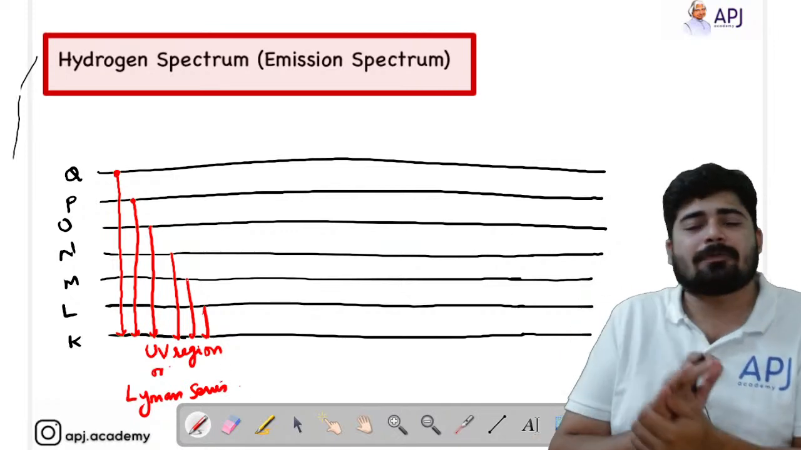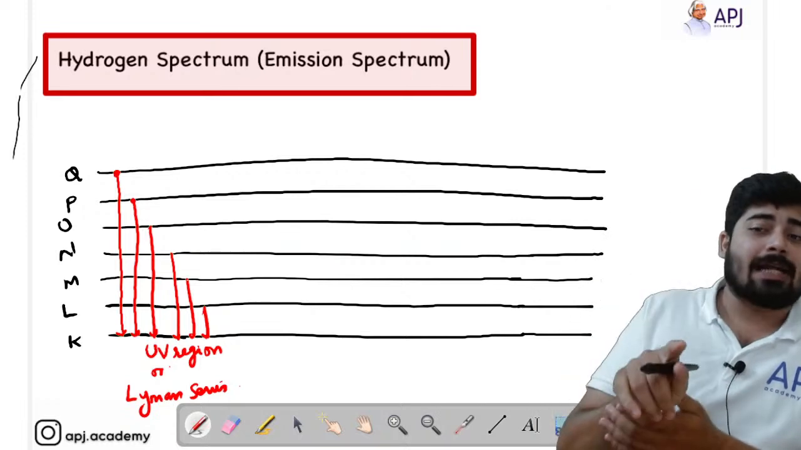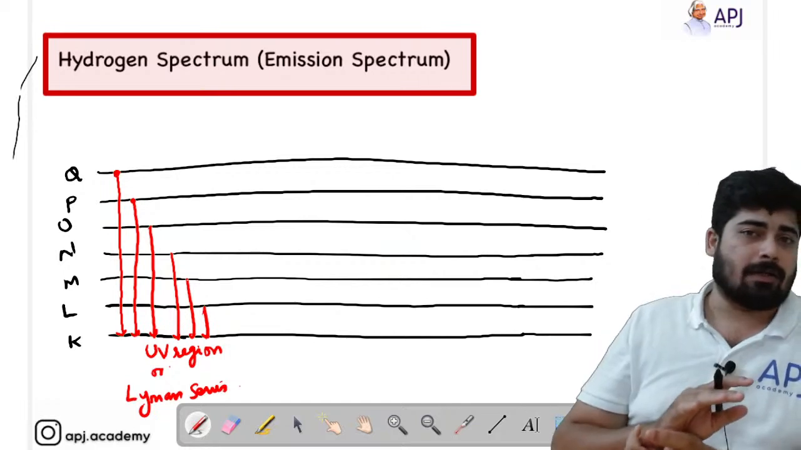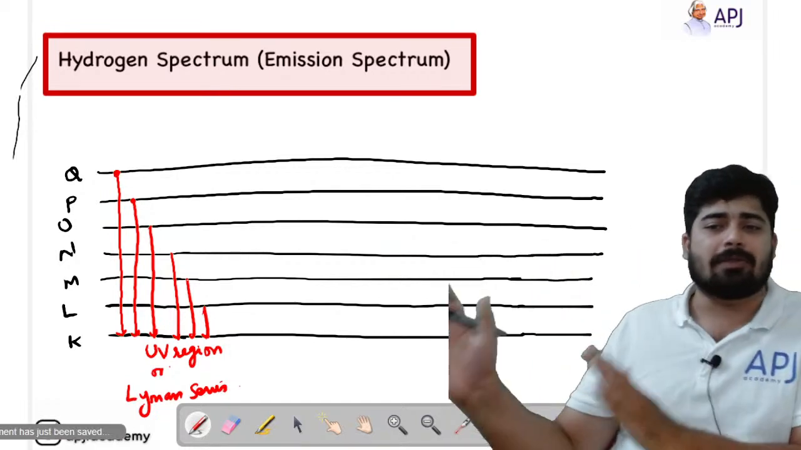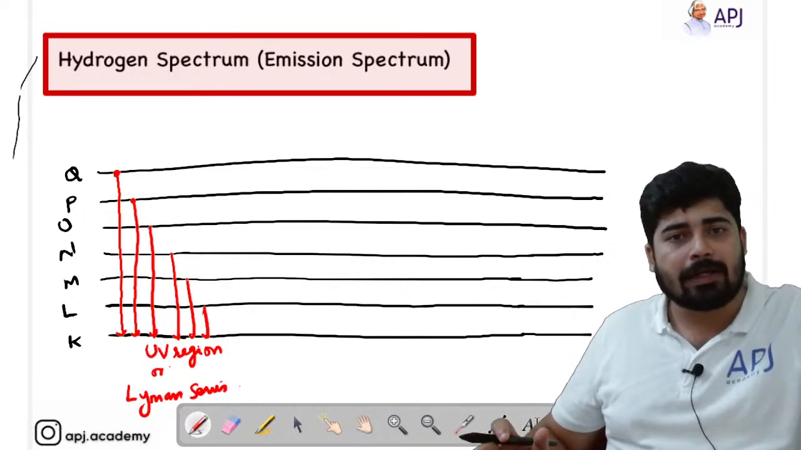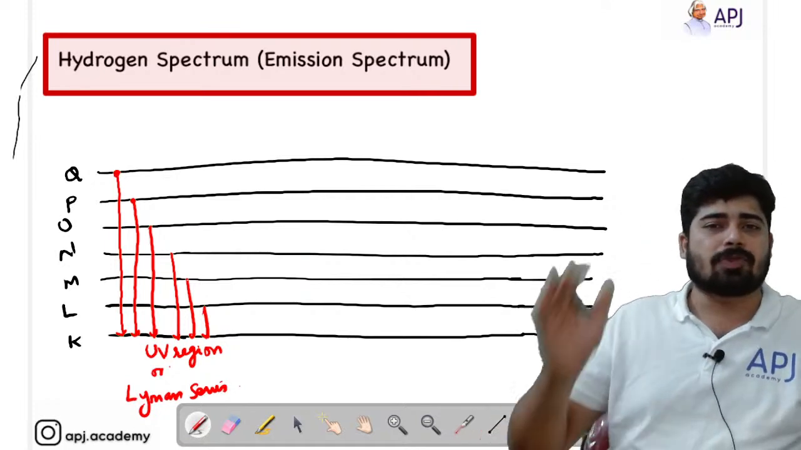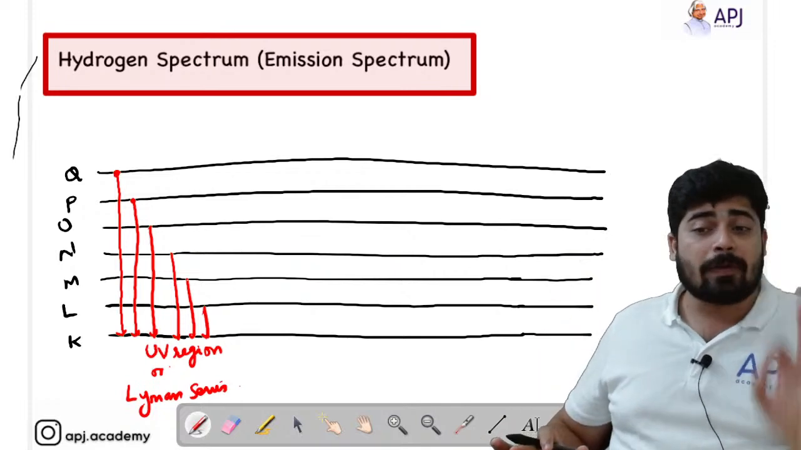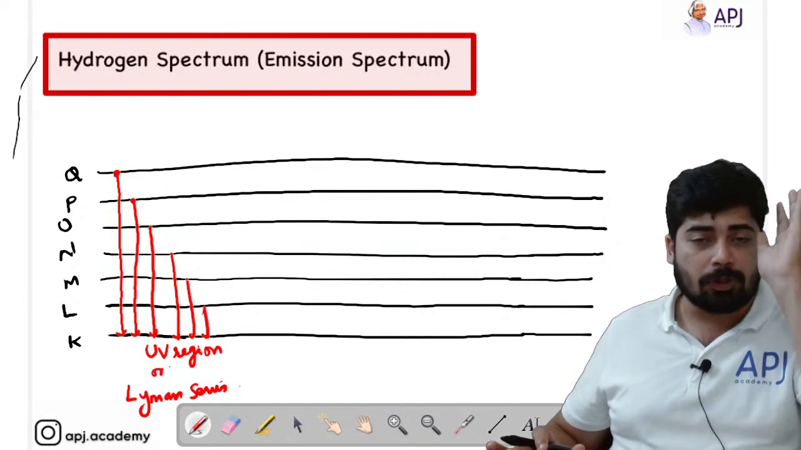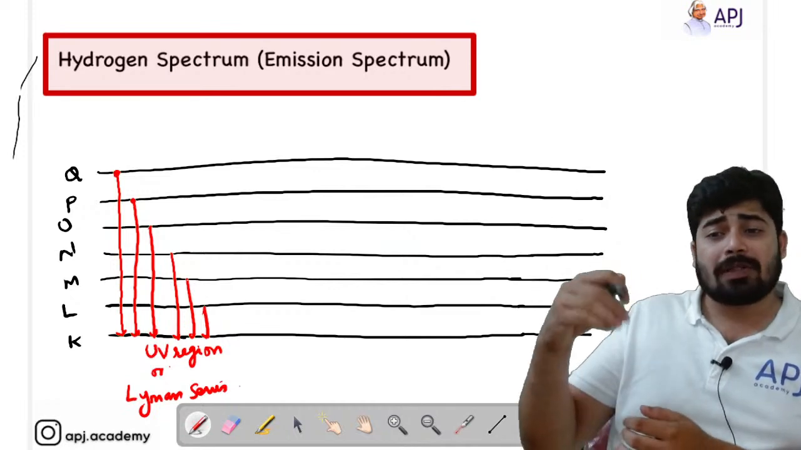We have divided the spectral lines into different series based on which shell the electron is jumping to. If the electron is jumping to the first shell, then that series is called the Lyman series. Whether it jumps from 7 to 1, 6 to 1, 5 to 1, 4 to 1, 3 to 1, or 2 to 1, all the spectral lines come under the Lyman series, and all of them have UV radiations. Okay. Now let's move on to the next case.